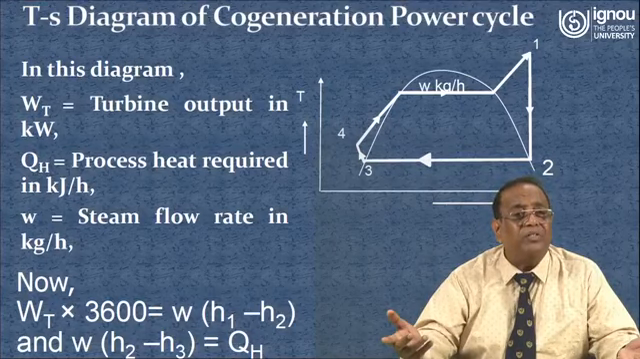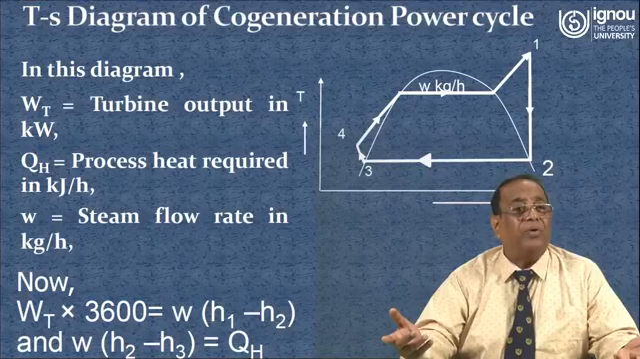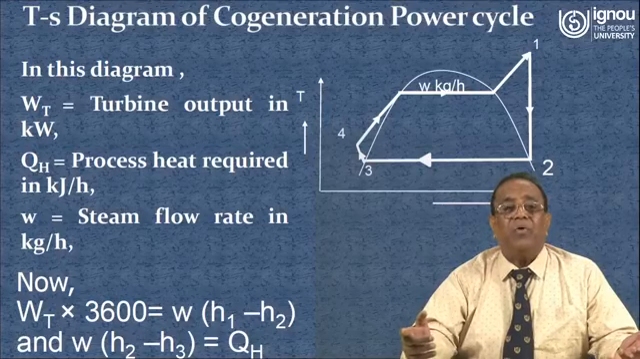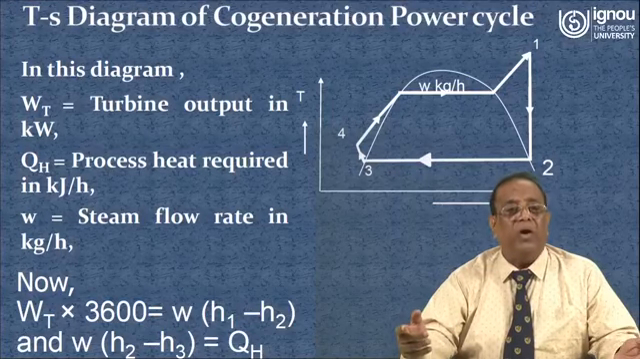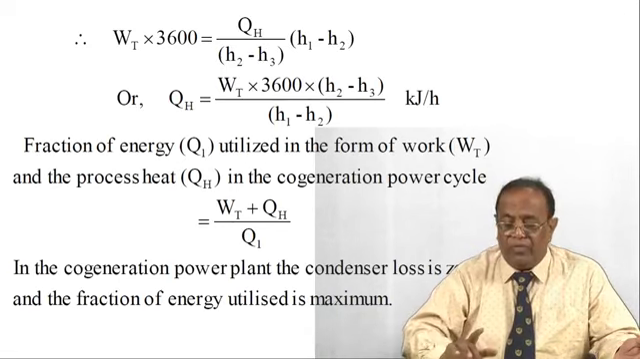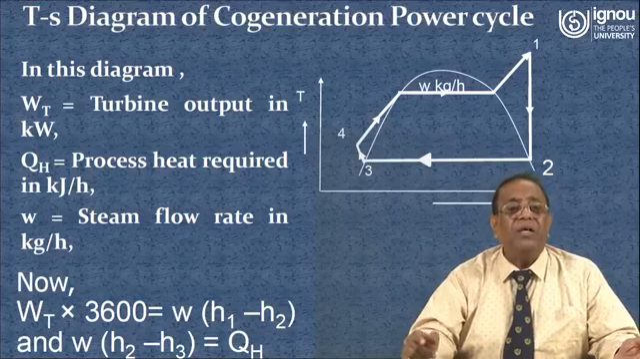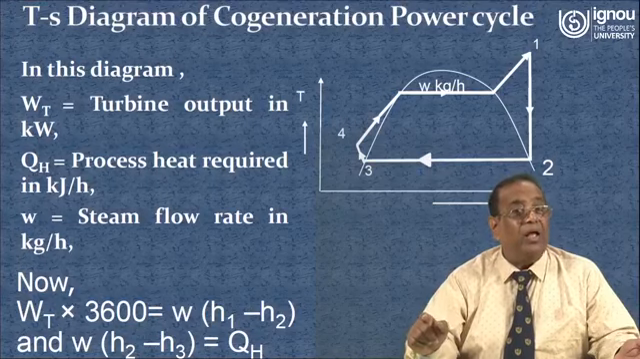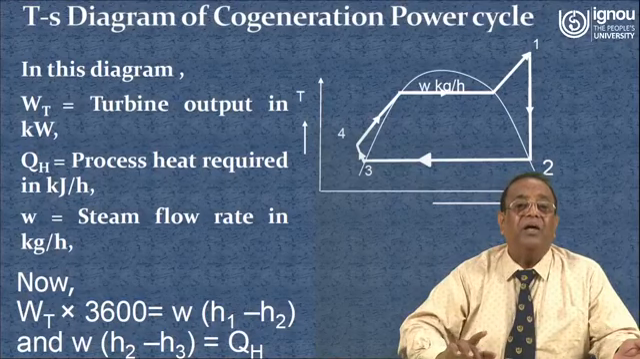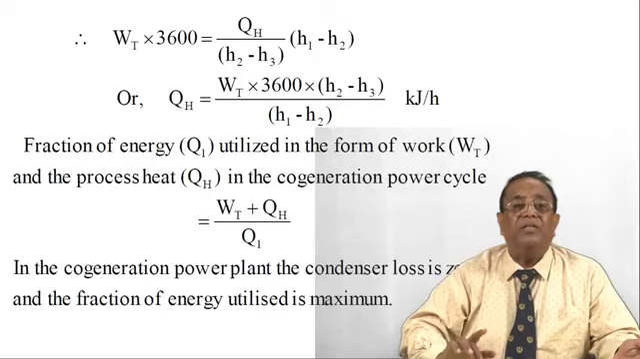Why have we multiplied by 3600? Because WT is in terms of kilowatt, we have to convert into kilojoule per hour. Now, the heat recovery in the process heater is H2 minus H3 multiplied by w, which is equal to QH. So, w is equal to QH divided by H2 minus H3. Put the value of w in the first equation, then you see how we can get the heat recovery in the process heater, that is QH.